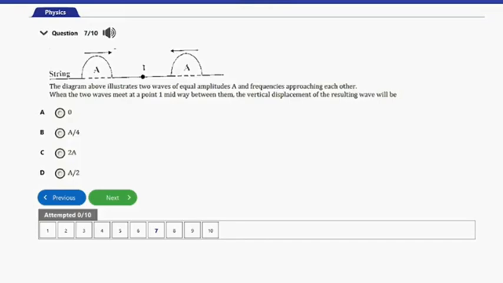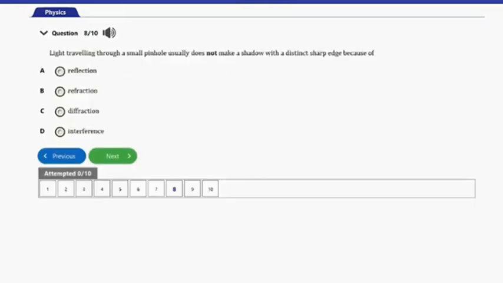Let's go ahead and consider the next question, guys. So the next question here is question number 8. It says, light traveling through a small pinhole usually does not make a shadow with a distinct sharp edge because of A. Reflection, B. Refraction, C. Diffraction, D. Interference. So guys, the answer to this question is diffraction, and that's option C.